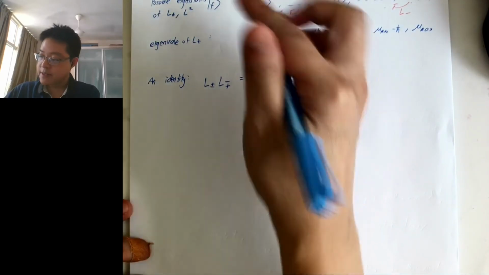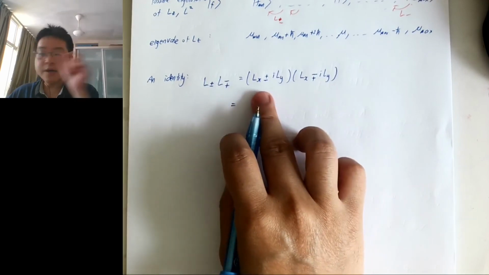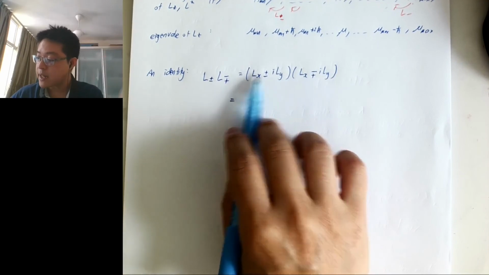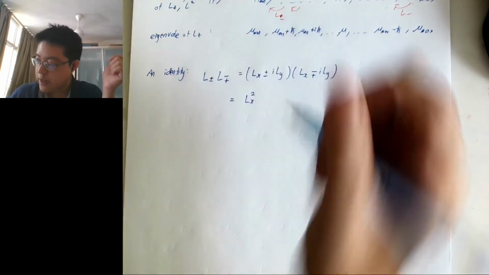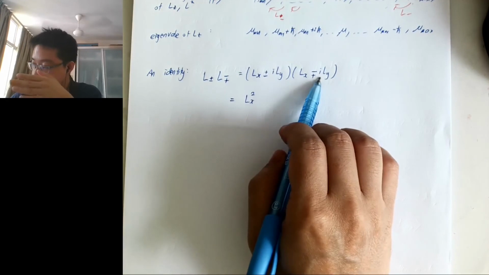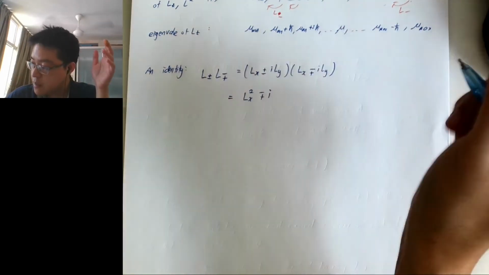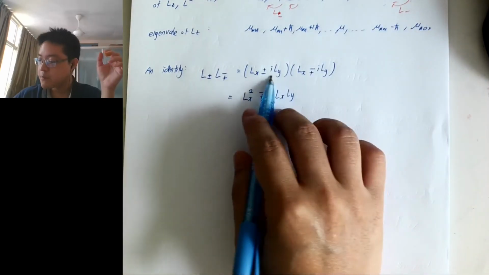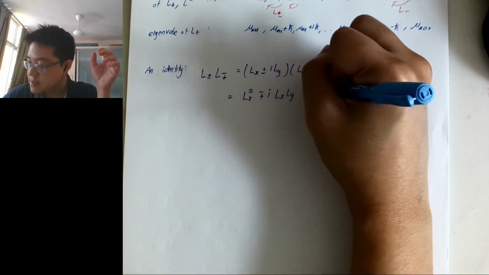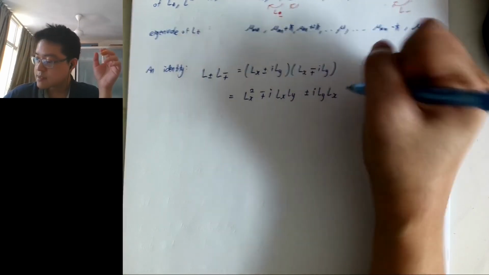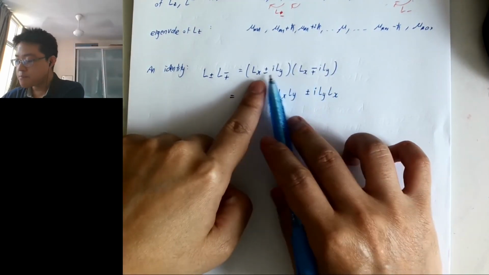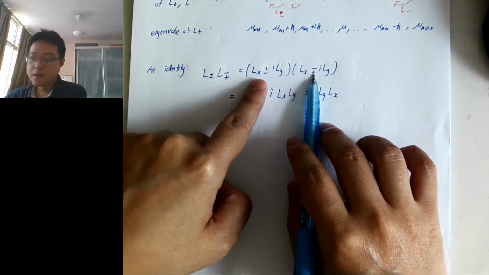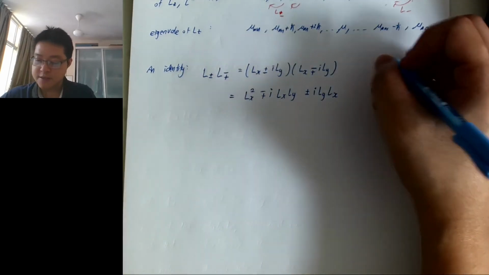Okay, so let's expand this bracket. Remember, these are operators, so the order is important. These two are in the front, these two are in the back. So Lx times Lx is Lx square. And then this term is minus plus I Lx Ly. The scalar number, I can shift anywhere I like. But for this case, this is plus minus I Ly Lx. And then plus minus, both are negative, right? No matter how you do it. But there's an I square, so it becomes positive again.